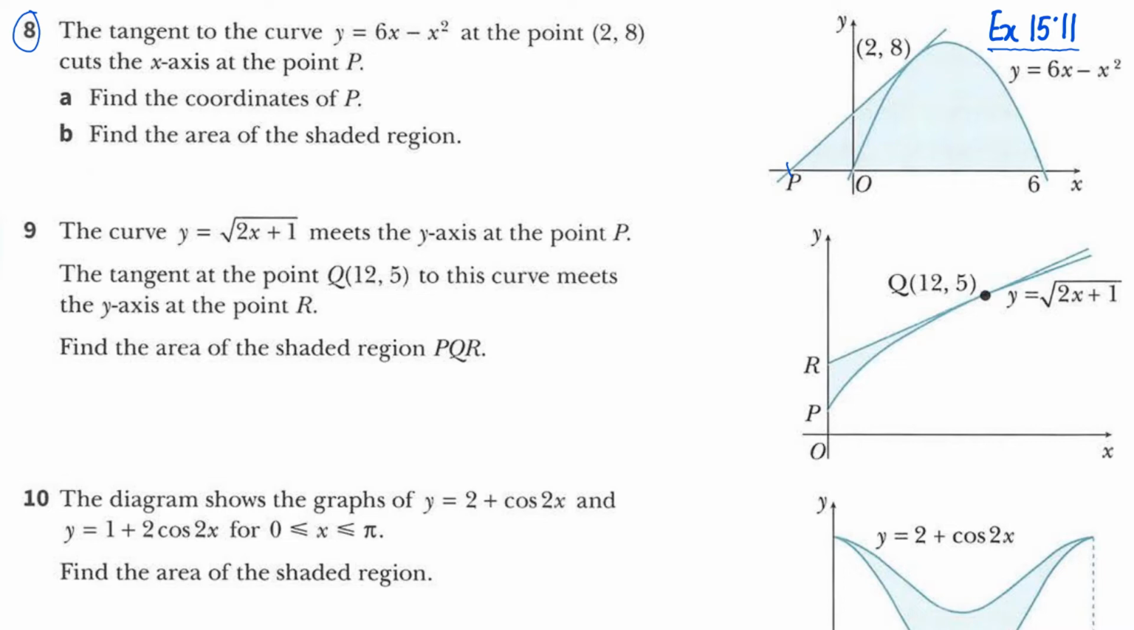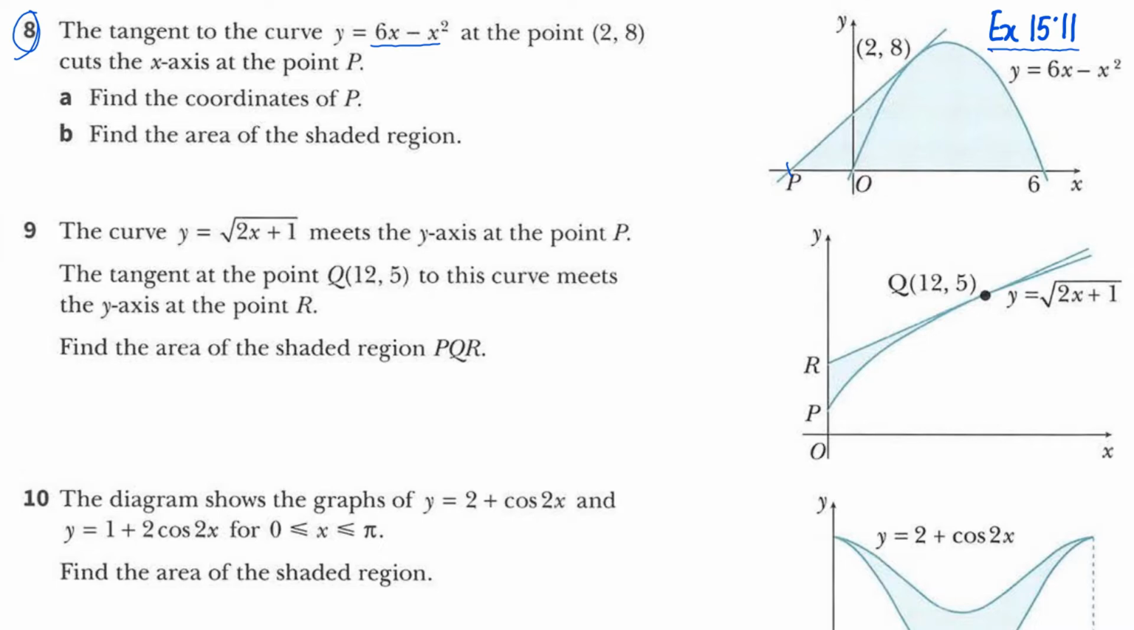Exercise 15.11 we're solving right now. Question number 8 is the first one we'll solve. It says the tangent to the curve y equals 6x minus x squared at the point (2, 8) intersects the x-axis at the point P. They're asking us to find the coordinates of P.